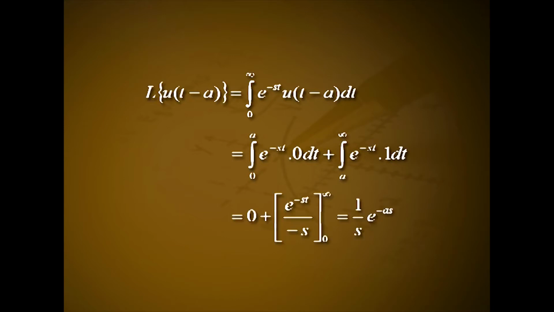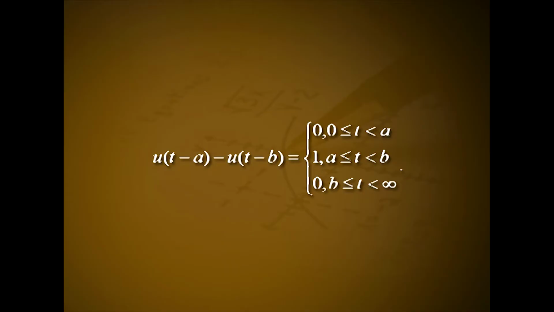By definition, we have L[u(t - a)] = integral from 0 to infinity e^(-st) u(t - a) dt, which is equal to integral from 0 to a e^(-st) · 0 dt plus integral from a to infinity e^(-st) · 1 dt. That is equal to 0 plus [e^(-st)/(-s)] between the limits a and infinity, which is equal to (1/s) e^(-as). In particular, L[u(t)] = 1/s.